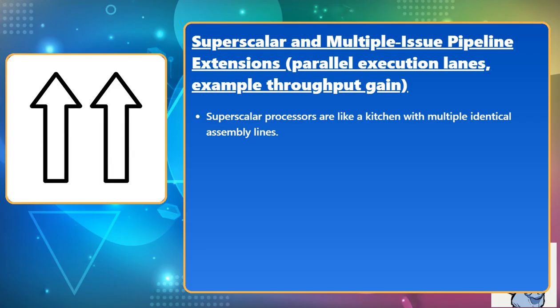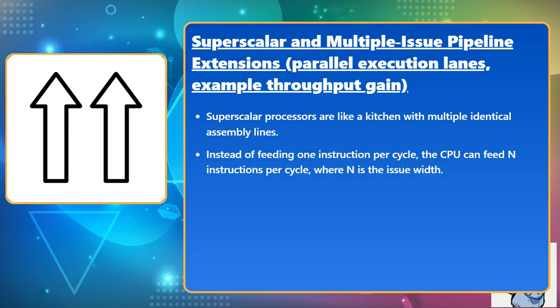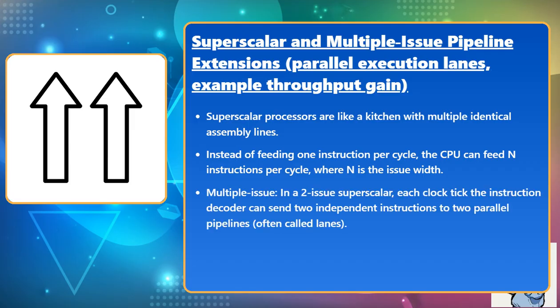Superscalar processors are like a kitchen with multiple identical assembly lines. Instead of feeding 1 instruction per cycle, the CPU can feed n instructions per cycle, where n is the issue width. Multiple issue: in a two-issue superscalar, each clock tick the instruction decoder can send two independent instructions to two parallel pipelines, often called lanes.